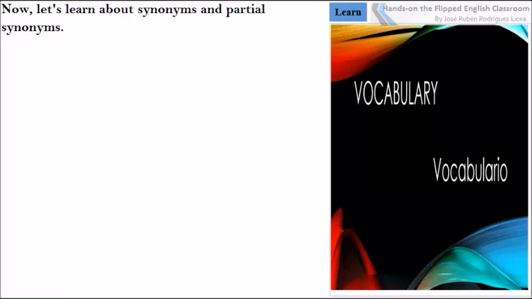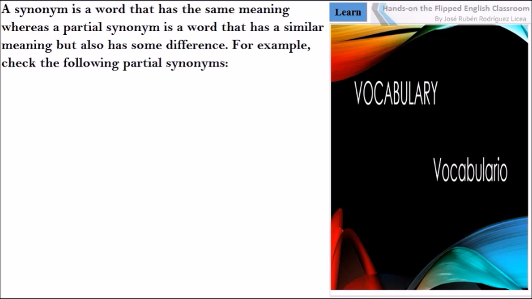Now, let's learn about synonyms and partial synonyms. A synonym is a word that has the same meaning, whereas a partial synonym is a word that has a similar meaning but also has some difference. For example, check the following partial synonyms.